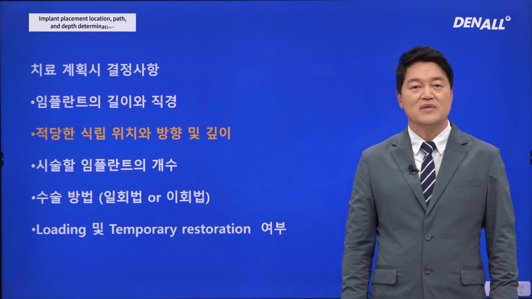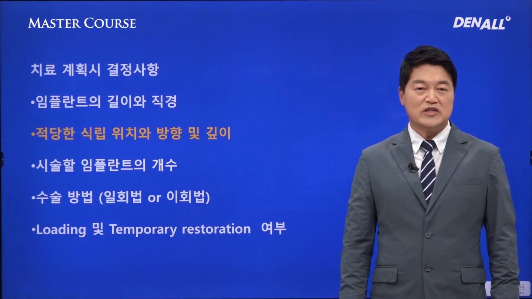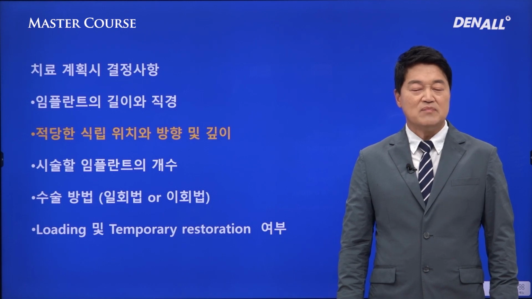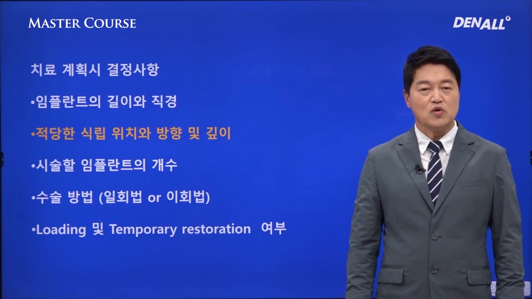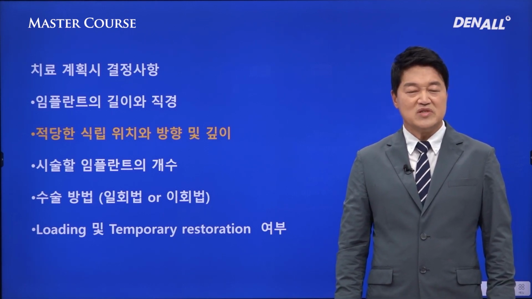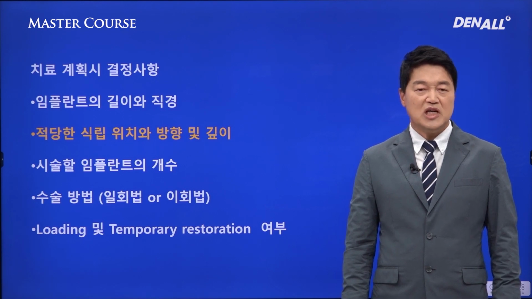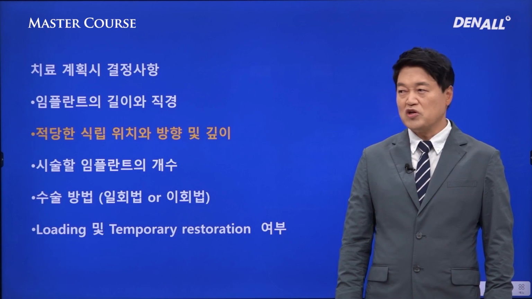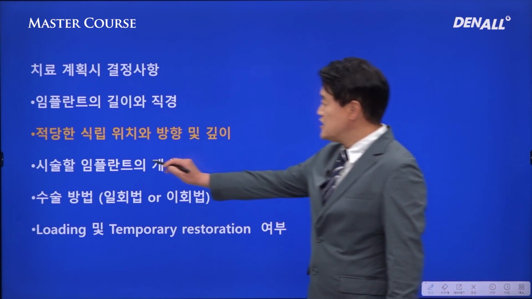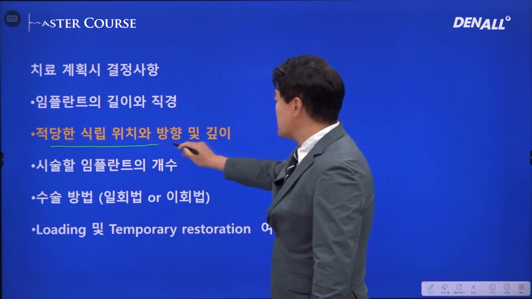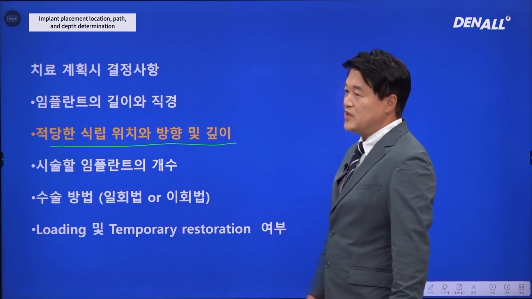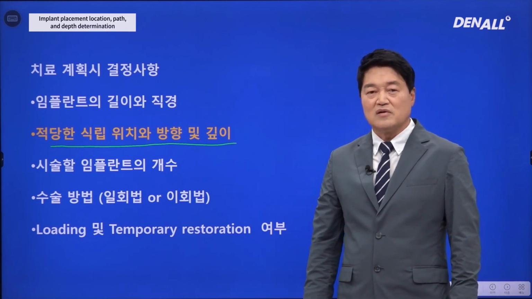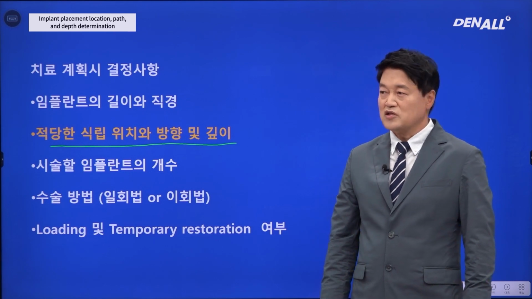Today, I'm going to talk about implant placement location, direction, and depth determination. When we establish an implant treatment plan, we need to consider several factors. We need to think about diameters and the length of implants and how many implants, whether we will have one surgery or two surgeries. The most important thing is the appropriate placement, positions, direction, and depth.